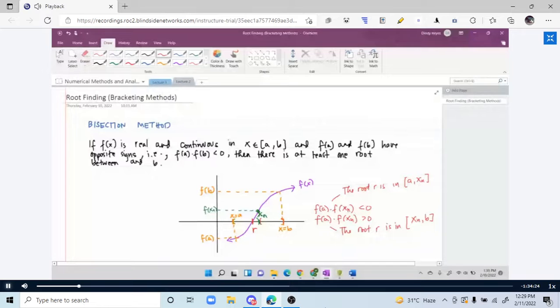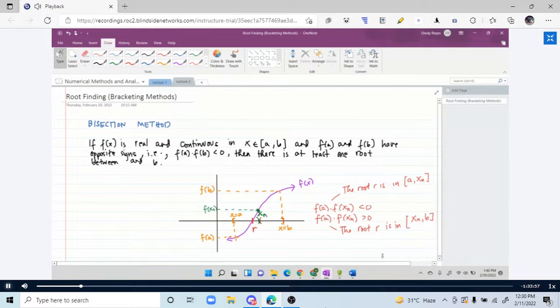All right, so that's what you do. Now, if you already have obtained that f of a times f of x sub n is less than 0, then you are sure that the root is here. Then you have to do the same thing. From here, you divide it into two equal parts again, and then identify whether the root is contained in the first interval or in the second interval, until you reach a number that is very, very close to the root r. That's what this method is all about.